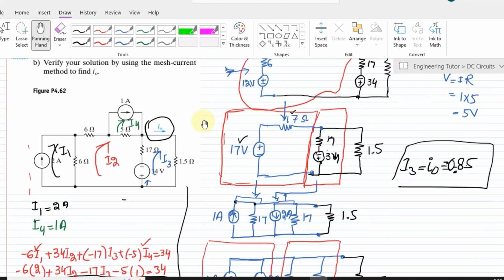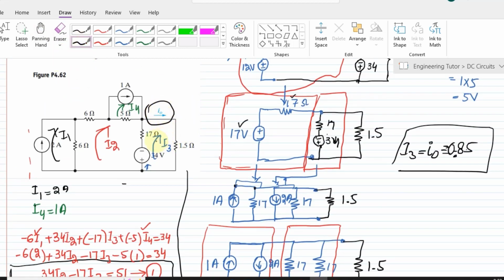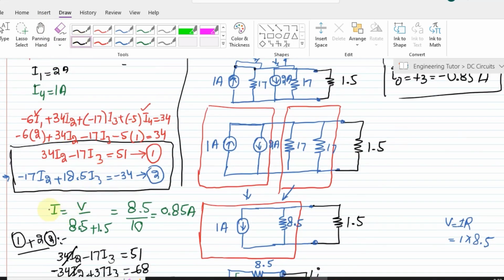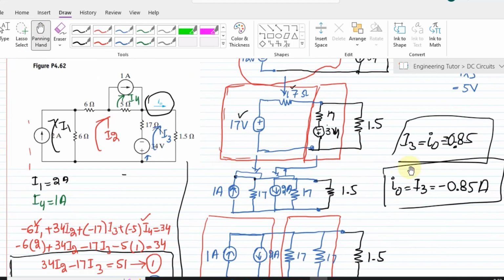In this circuit we can easily see that the direction of I0 and I3 is the same, and the same branch current I3 is flowing. So the value of I0 is equal to I3, which is minus 0.85. We recently saw in our source transformation method that the value of I was 0.85 and the value of I0 was minus 0.85. The same has been verified by the mesh current method, so our method was correct, and we have found the correct value.